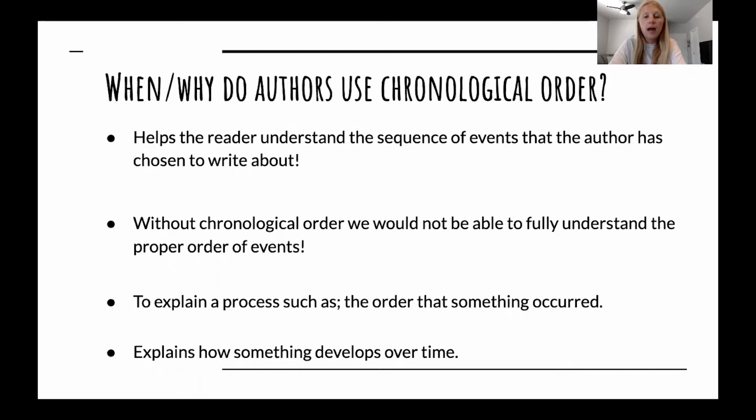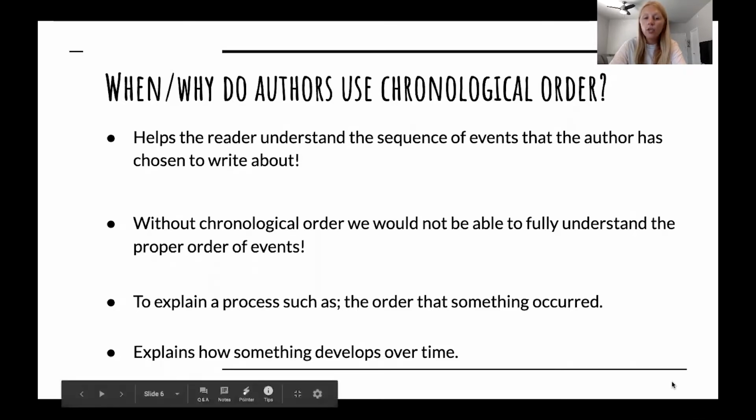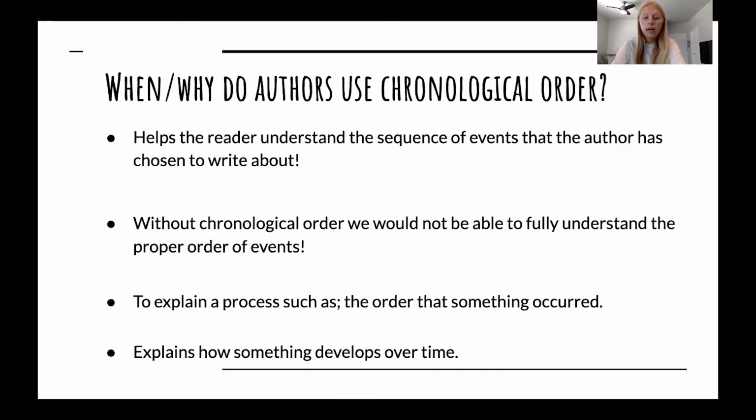To explain a process such as the order that something occurred, chronological order explains how something develops over time. So through the use of chronological order, a reader can understand how something developed over time, changed over time. And without chronological order, we would not be able to do that because it wouldn't be in the correct order of dates and time for us to correctly understand.